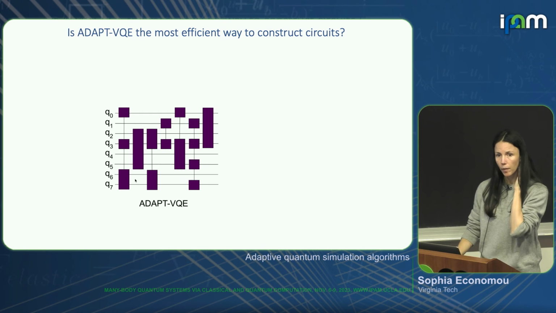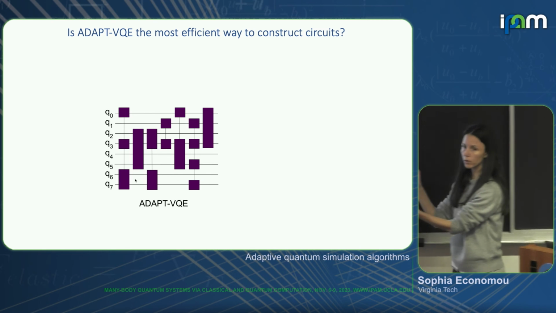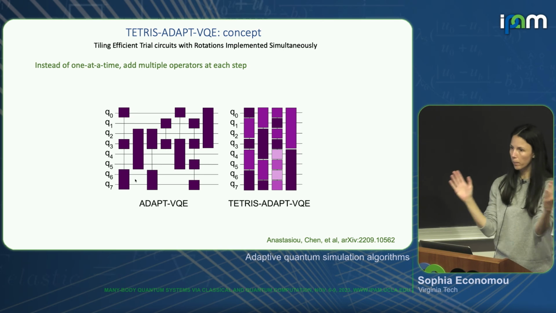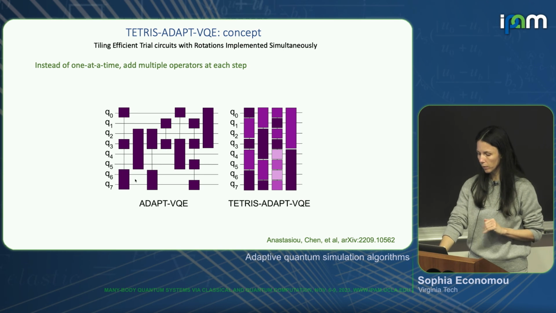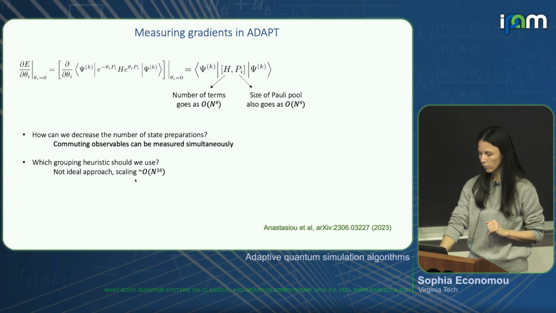There's another version of the ADAPT algorithm that we call Tetris ADAPT, where instead of adding one operator at a time, we add a few operators at a time, so we can compact our circuits more. I'm not going to talk about this, but I want to go back to the question about measurement overhead.